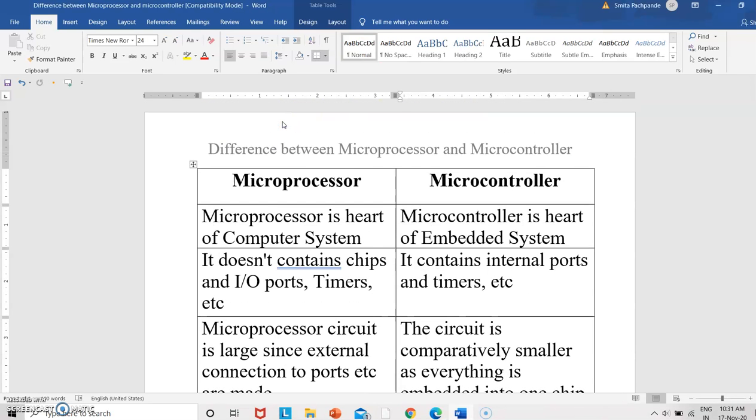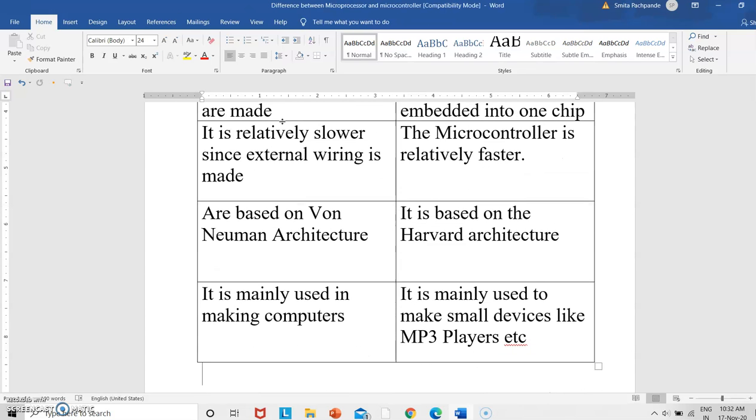So you will find the difference between the microprocessor and microcontroller with this. The first difference is that a microprocessor is the heart of a computer system. A microcontroller is the heart of an embedded system. The microprocessor does not contain I/O ports or timers, whereas a microcontroller contains the internal ports and the timer. The microprocessor is relatively slower as compared with the controller.